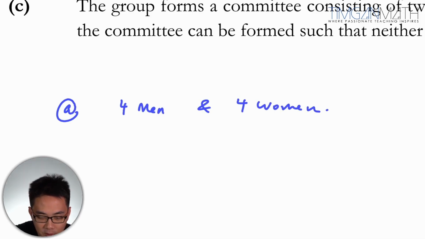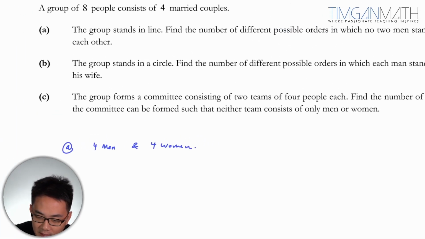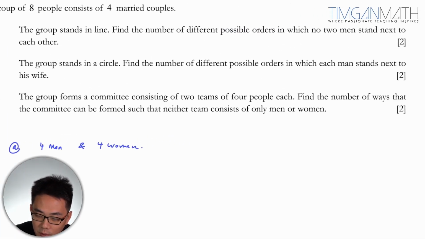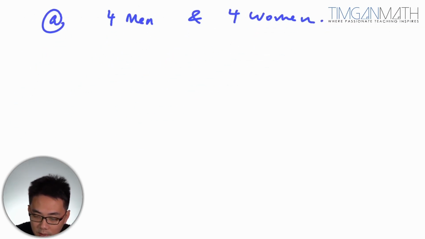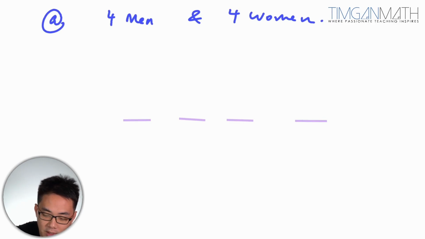Because the group stands in line, find the number of different possible orders in which no 2 men stand next to each other. Meaning to say, you want to separate all the men out. So in other words, separate all the 4 men here. We are going to use the slotting method. We'll arrange the ladies here, so this will be 4 factorial.